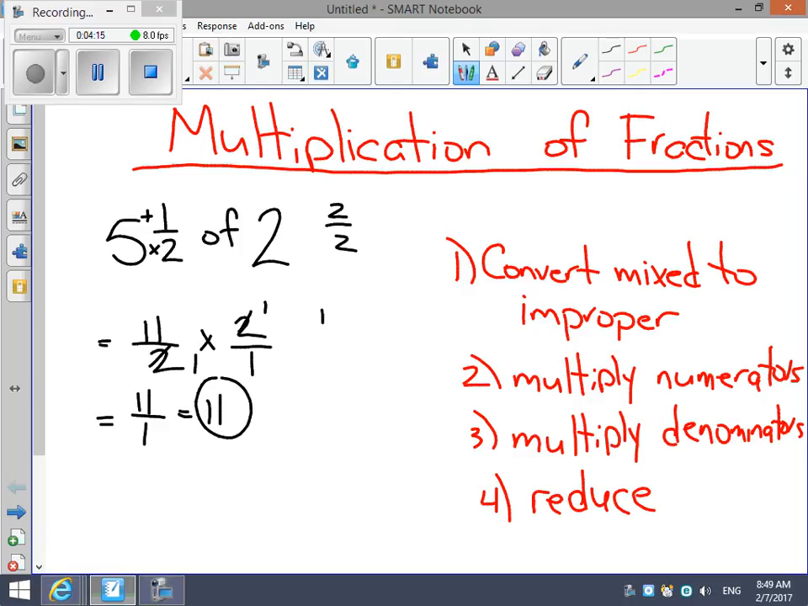If you didn't want to do that, and I'll just bring it back, 11/2 times 2/1, you would simply multiply the numerators, which is 22, and multiply the denominators, which is 2. You get to the bottom and you say, okay, how many times does 2 go into 22? And that's 11 times. Whether you reduce here or there is absolutely a personal preference.